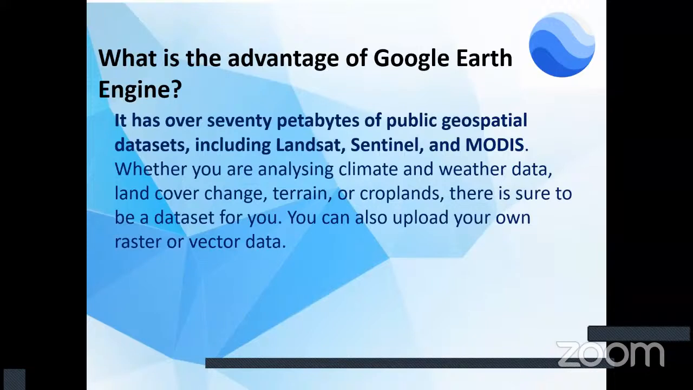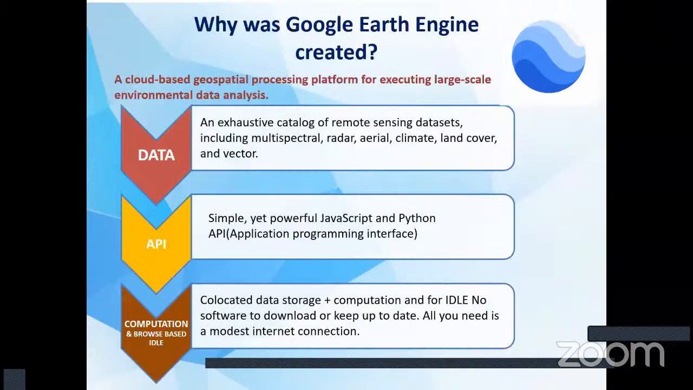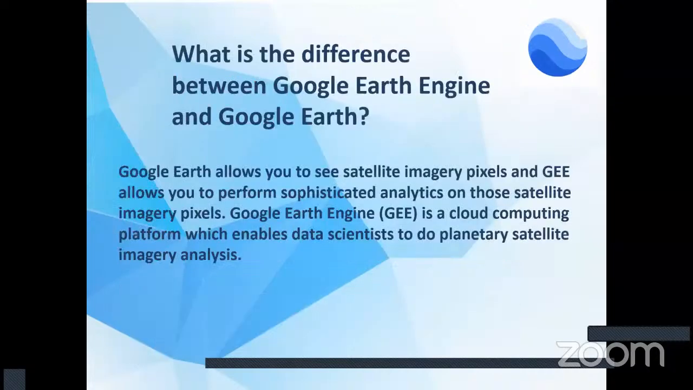The advantage is a lot of data, a lot of satellite images, a lot of vector, raster, everything is available over here if you are able to write JavaScript properly. Then what is the hierarchy of Google Earth Engine? Data, API, and computation. What is API? Applications Programming Interface.